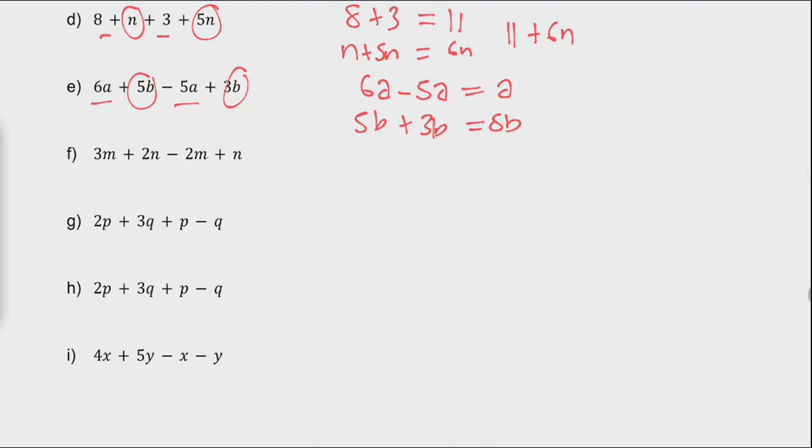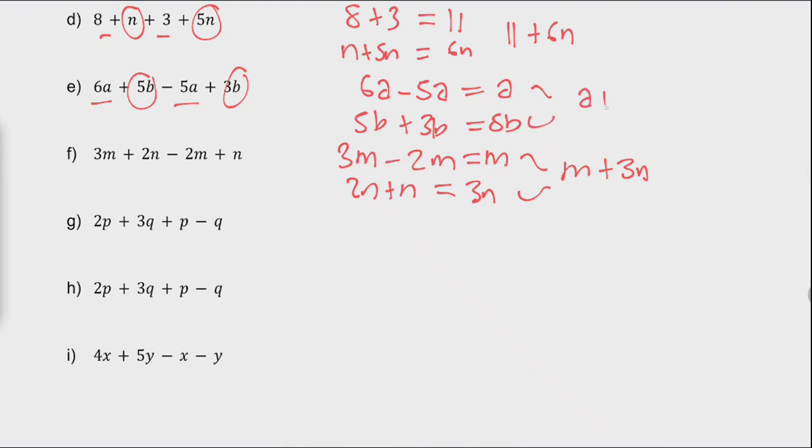Okay, and then we have 3m plus 2n minus 2m plus n. So we've got m's and n's. Let's deal with the m's first. 3m minus 2m is equal to m, and then 2n plus n is equal to 3n. So overall, that is going to be m plus 3n. I did not write that here, but it's going to be a plus 8b for the previous one. Just make sure to always write out that fully completed form.